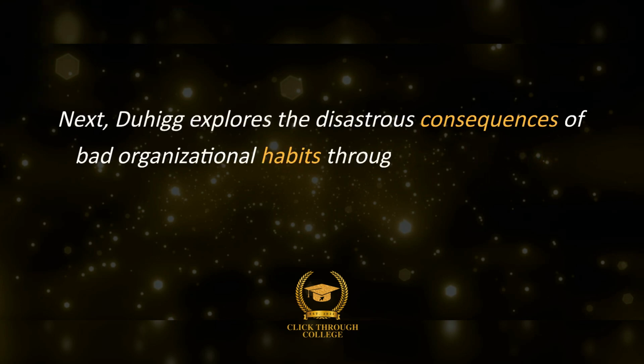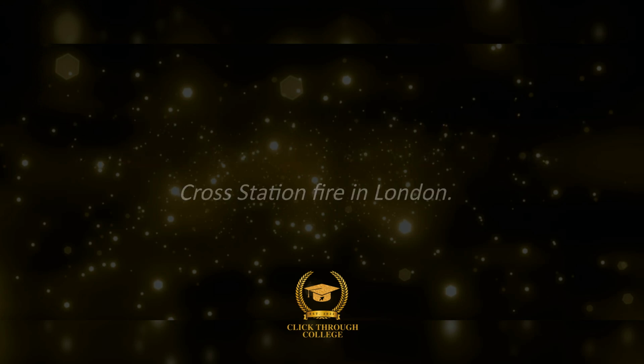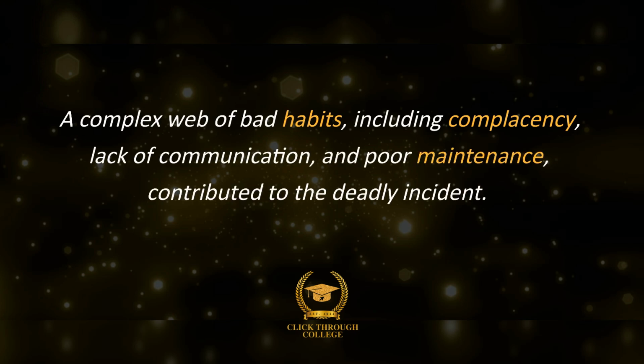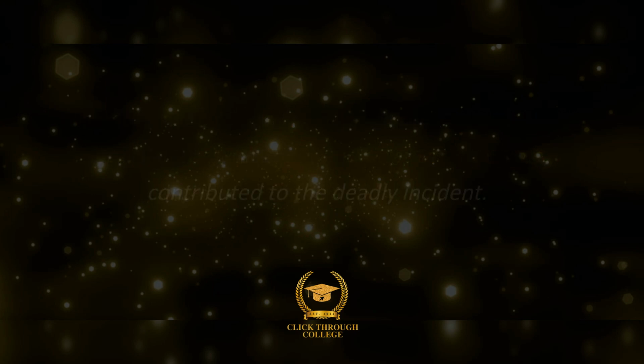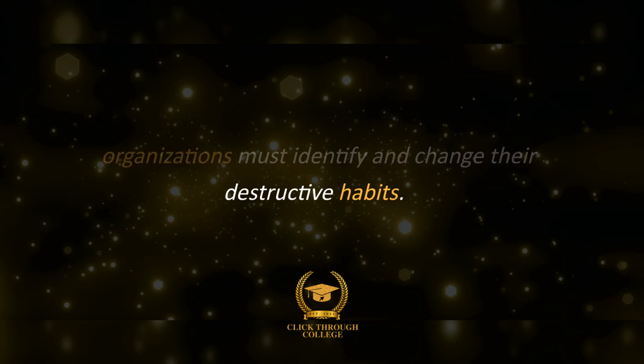Next, Duhigg explores the disastrous consequences of bad organizational habits through the tragic King's Cross Station fire in London. A complex web of bad habits, including complacency, lack of communication, and poor maintenance, contributed to the deadly incident. Duhigg argues that to prevent such catastrophes, organizations must identify and change their destructive habits.